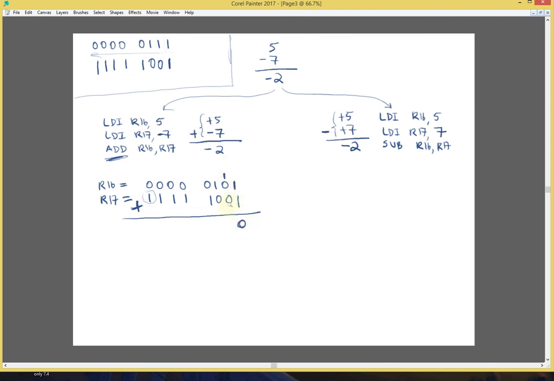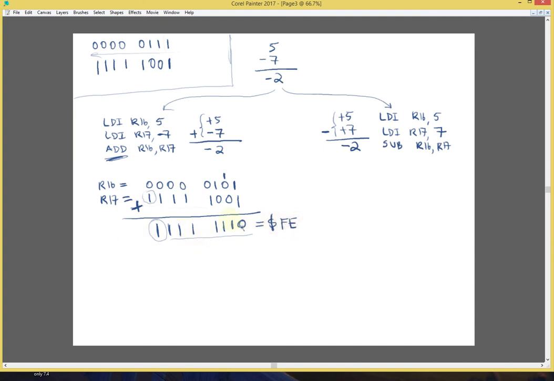Okay, 0 plus 0 is 0 plus a carry is 1. 1 plus 0 is 1, 0 plus 1 is 1, 0 plus 1 is 1, 0 plus 1 is 1, 0 plus 1 is 1, 0 plus 1 is 1. Okay, what is the answer? This is negative something, if I assume a sign interpretation. So to find what the answer is, again we use the trick. That means that the register R16 is going to show FE.